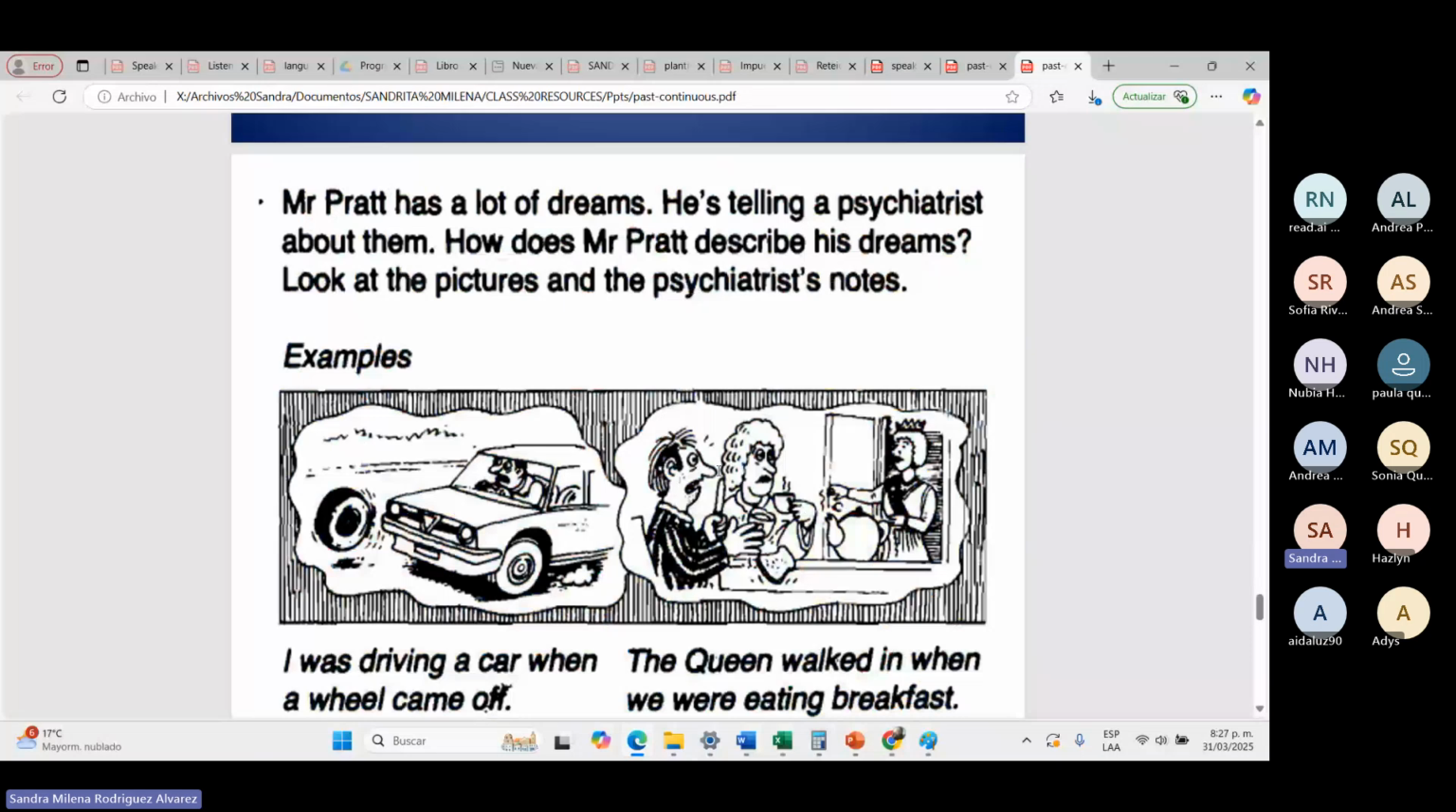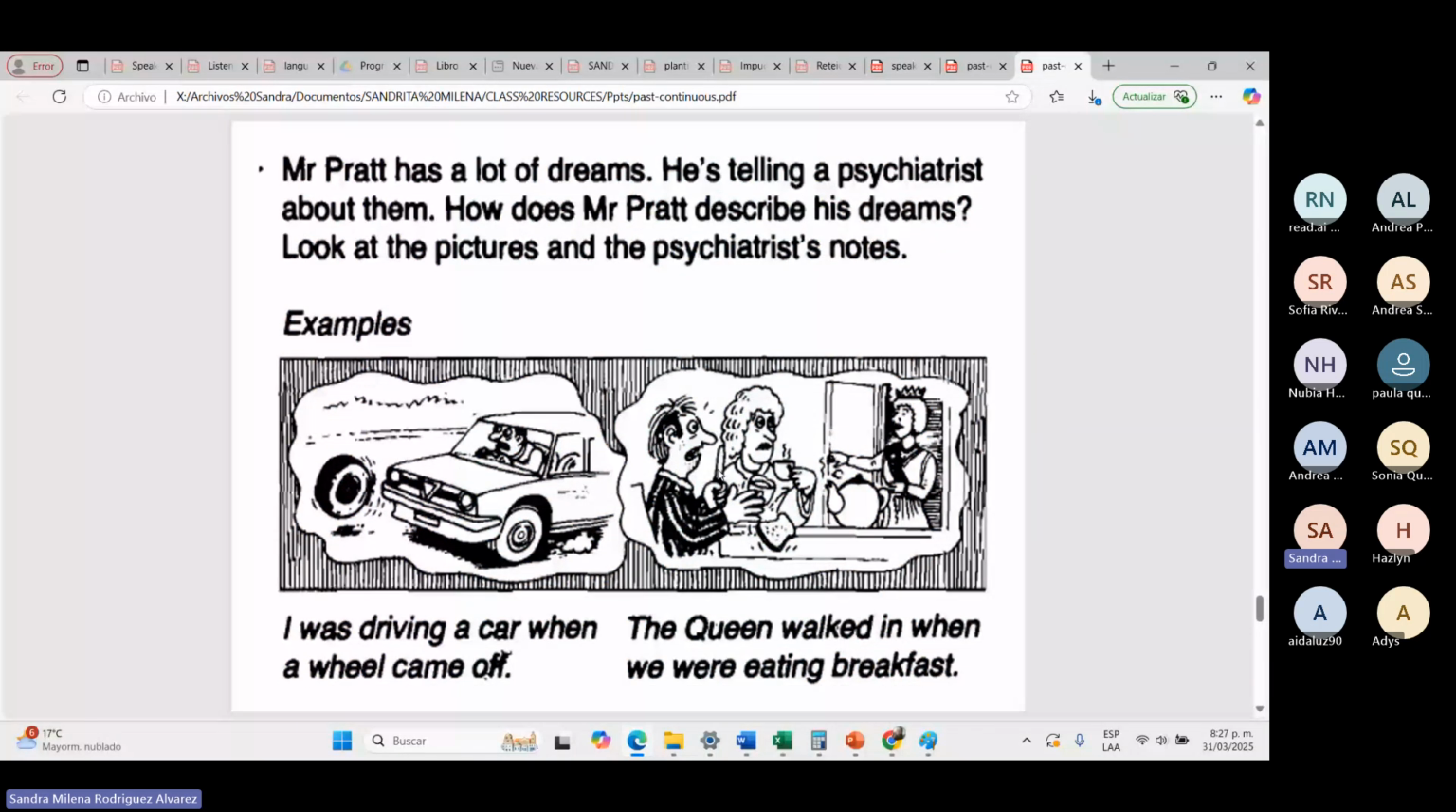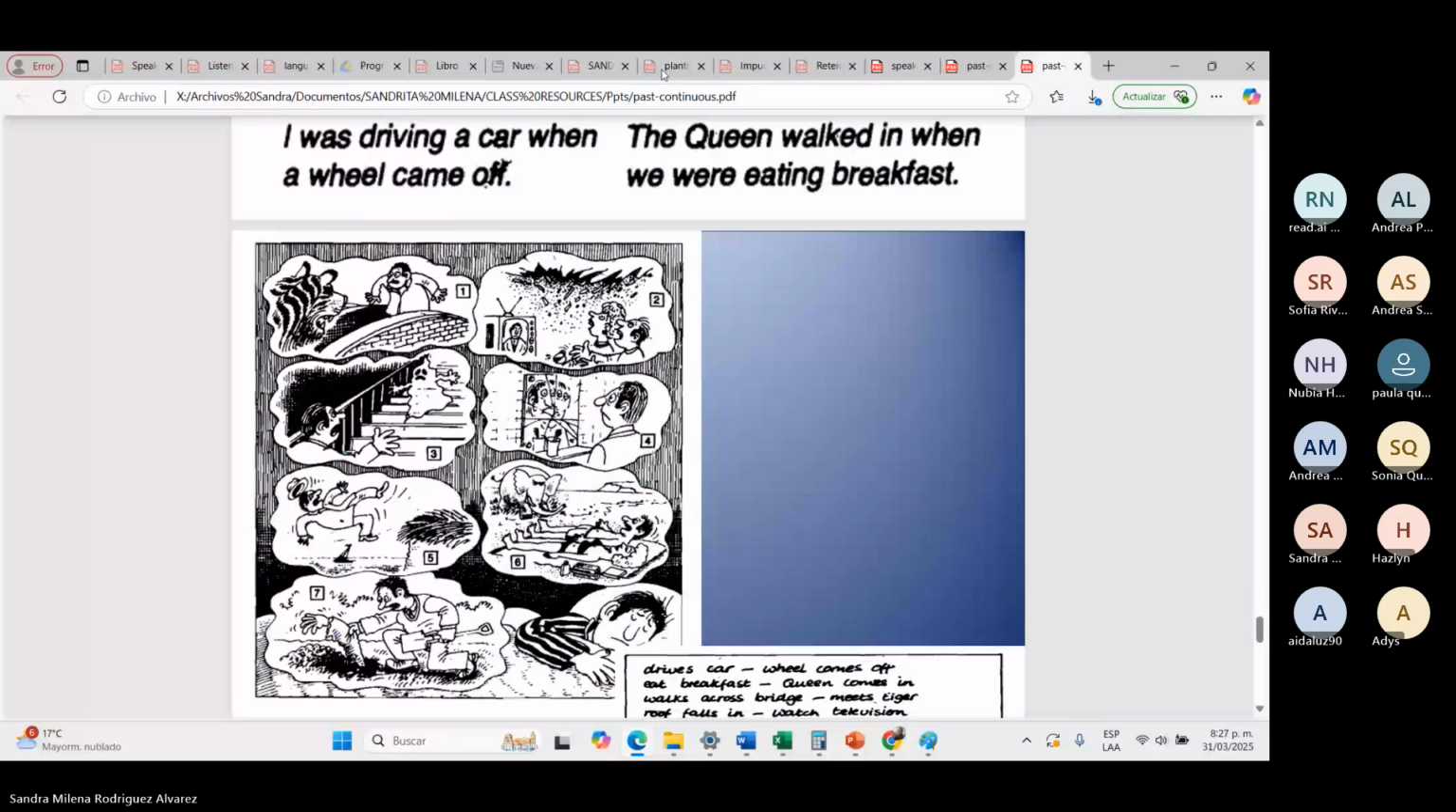Okay, now let's see this exercise. It says, Mr. Pratt has a lot of dreams. He's telling a psychiatrist about them. How does Mr. Pratt describe his dreams? Look at the pictures and the psychiatrist notes. Let's check your example. I was driving a car when a wheel came off. What else did he see in his dreams?